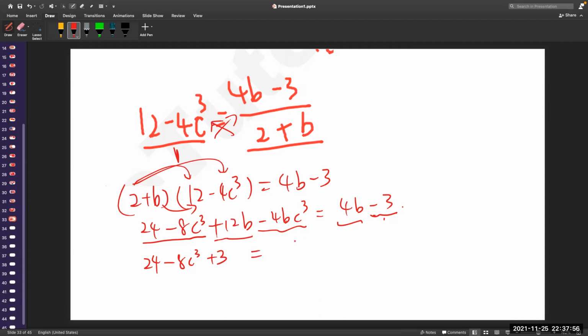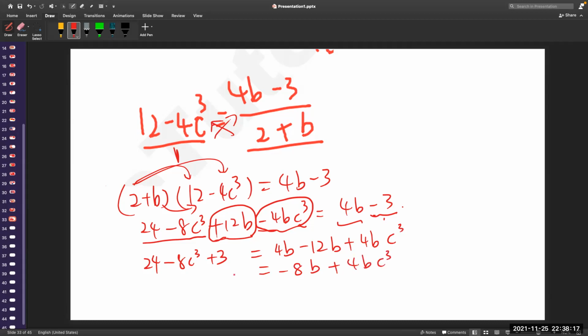Then the 4B just copy down. I've decided to move this thing and this thing over. So plus 12B becomes minus 12B. Minus 4BC cubed becomes plus 4BC cubed. So this will be minus 8B plus 4BC cubed. And this one is just 24 plus 3 is 27, minus 8C cubed.